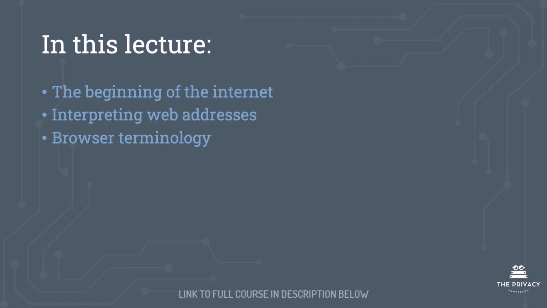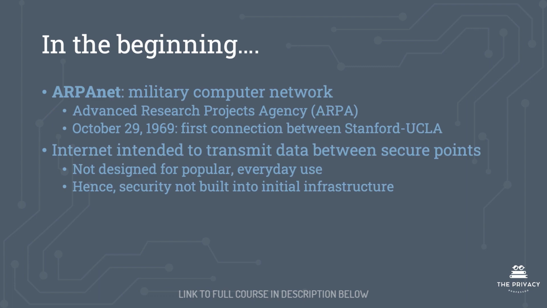In this lecture, we start another two-part series, this one concerning internet terminology. In part one, we are going to discuss the beginning of the internet, and then we are going to look at interpreting web addresses and browser terminology. The beginning of the internet, as far as we need to be concerned for the CIPP US, began with ARPANET.